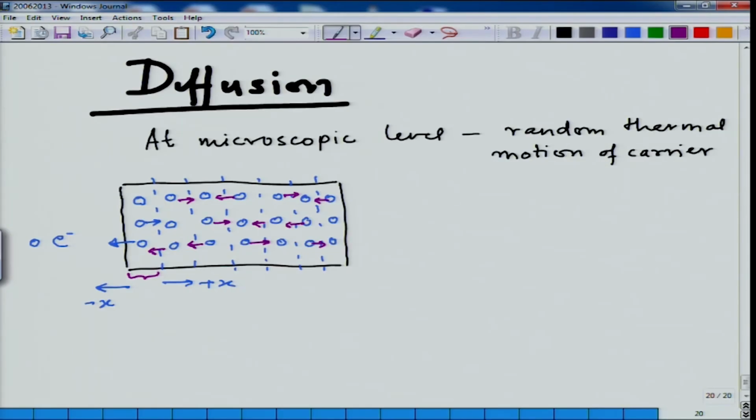So, because of this thermal motion, if the concentration is uniform for charge carriers, and when will that be? It will be when you have uniform doping of the semiconductor. Then due to diffusion, due to this random thermal motion, you have no change or transportation of carriers.